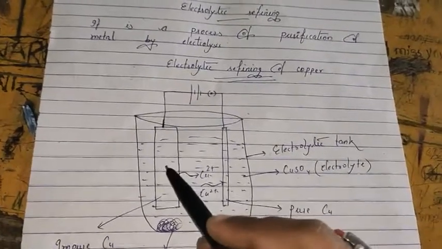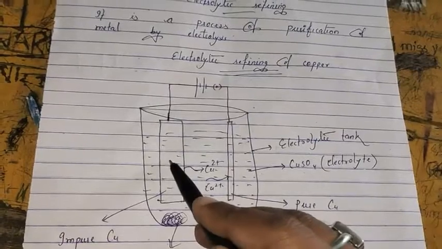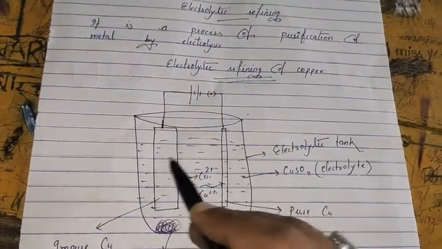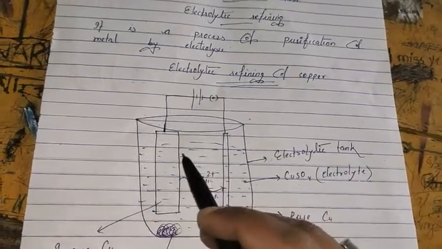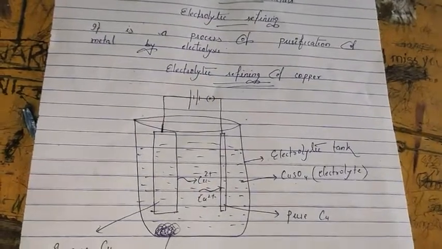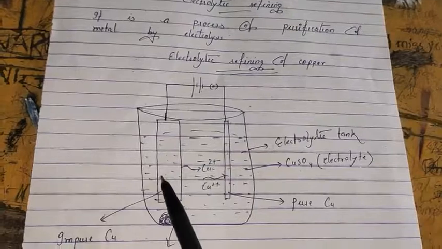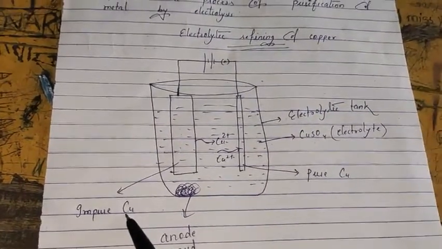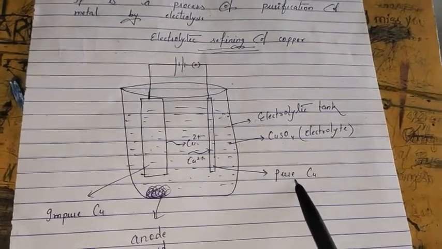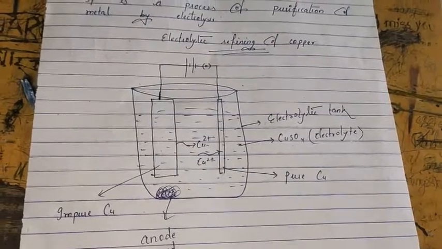and then we have inserted two rods, one thick rod and another one thin. Both rods are made up of copper because we want to get pure copper from the impure copper sample. So this is the thick rod which is made up of impure copper. This is the thin rod which is made up of pure copper. And we want to have only pure copper out of this impure sample.